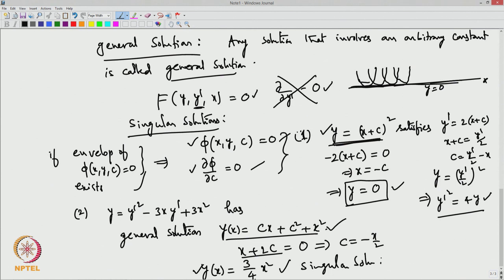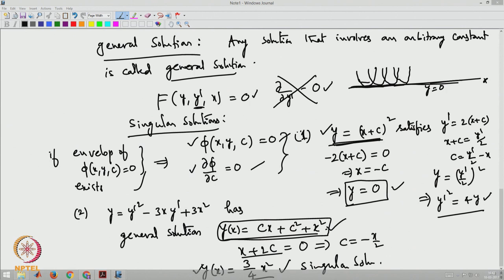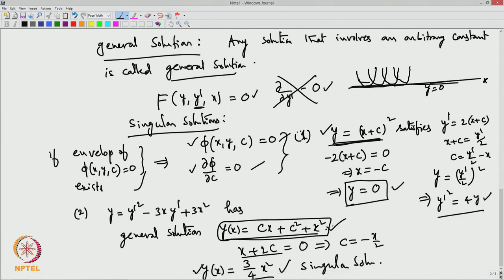Anyway, in this course, we do not deal with the singular solutions. You can learn them from any reference books which I cited in the syllabus, if you are interested. For example, if you draw all these solution curves, their envelope is actually a parabola, y equal to 3 by 4 x square. So the envelope generated by this one parameter family of solution curves is a singular solution. Okay.